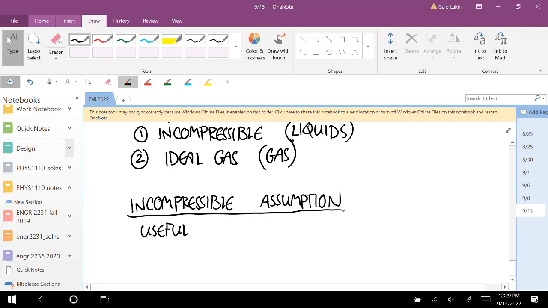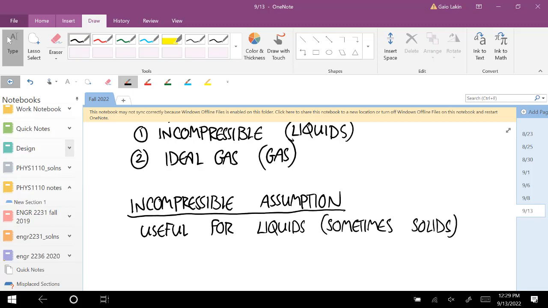It's mostly useful for liquids. It can sometimes be useful for solids too. This, for the most part, isn't a class about solids. Most of the useful stuff for engineering happens between liquids and gases.